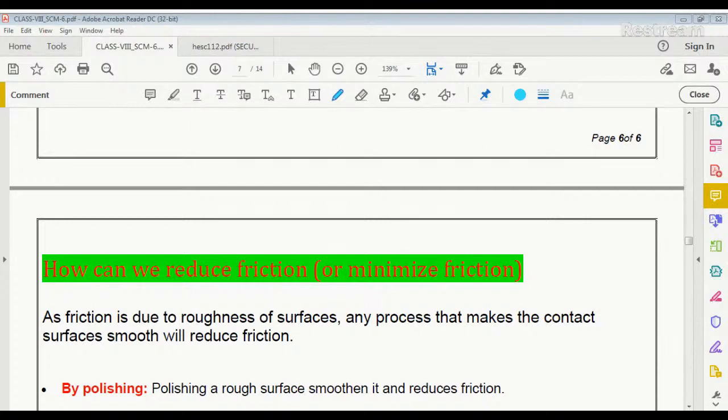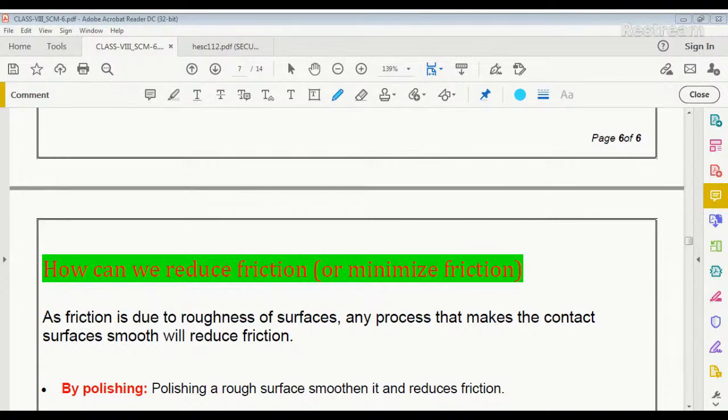Okay, so by polishing, what happens? The powder which is sprinkled over the carom board decreases the friction between the board surface and the striker. So in this way, the surface of the carom board becomes smooth.